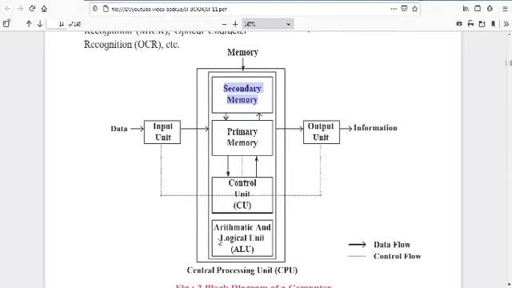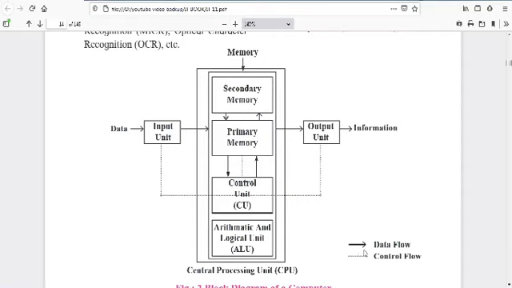The logical operation means the operations performed by the logic gates in the memory or in this whole operation, and then the data will be processed here and it will go to the output unit. Output unit is your monitor, printer, speaker, likewise, and you will get information after that.